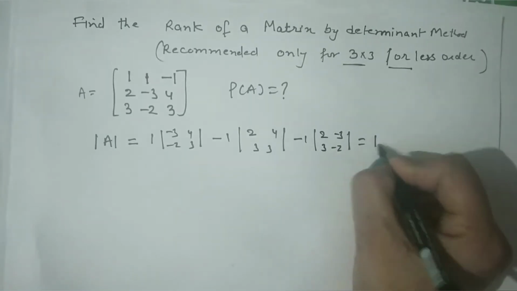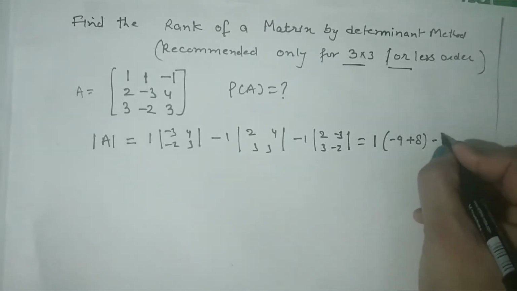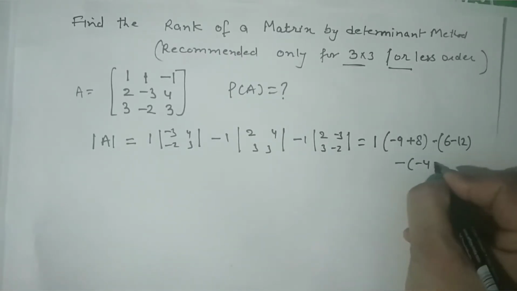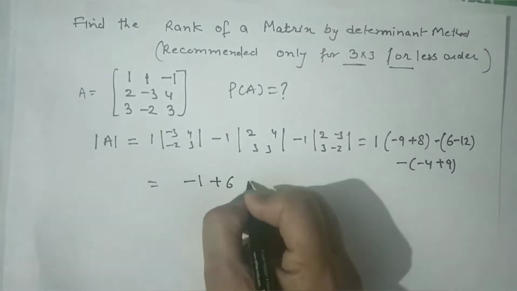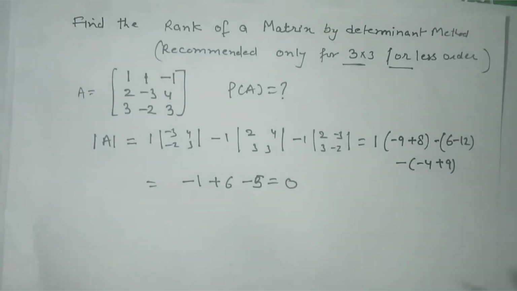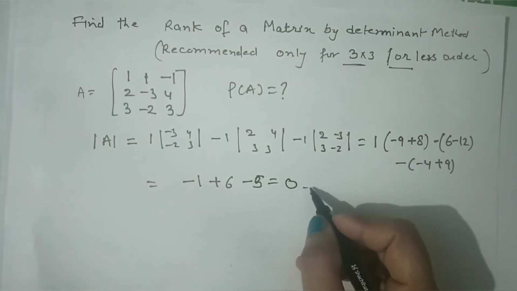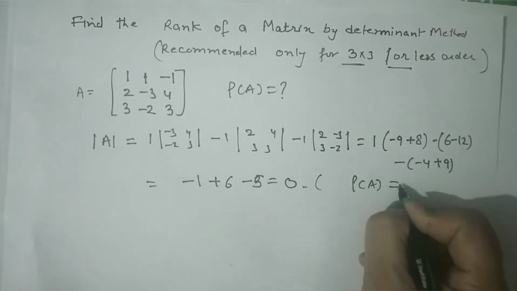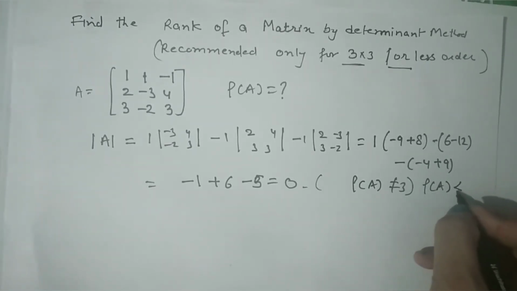and after cross multiplying all these elements, we get minus 1 plus 6 and minus 5, which is 0. So the determinant of order 3, the minor of order 3, is 0, therefore 3 cannot be the rank of the matrix. So rank of A is not equal to 3. It means rank of A must be less than or equal to 2.